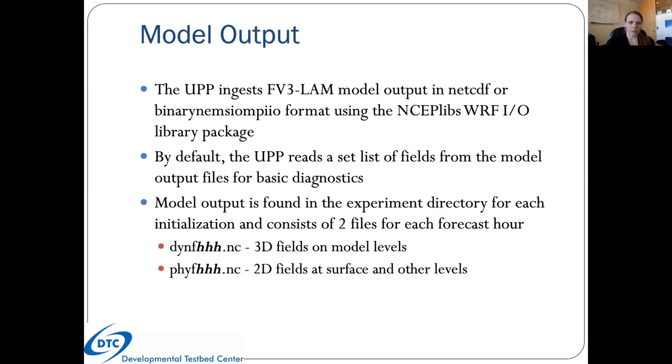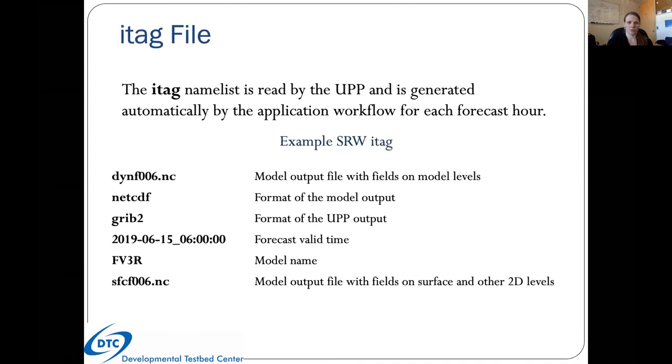Model output is found in the experiment directory for each initialization and consists of two files. And this model output is generated when you do the run forecast portion of the Rocoto workflow. So the two files that are created are the dyn forecast hour NetCDF, and these are 3D fields on model levels, and the phy forecast hour NetCDF. These are 2D fields at the surface and at other levels. So both of those are used as input into the UPP.